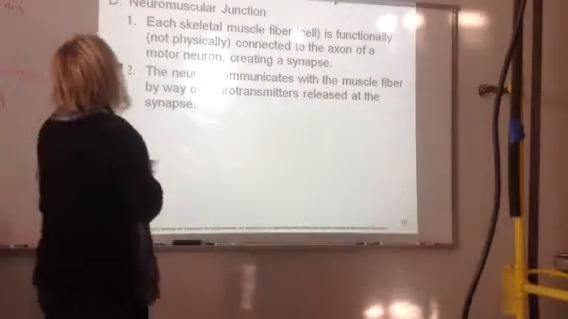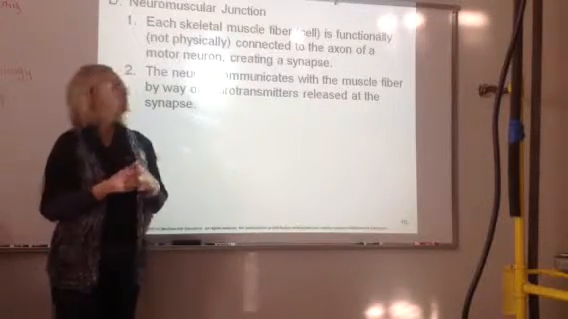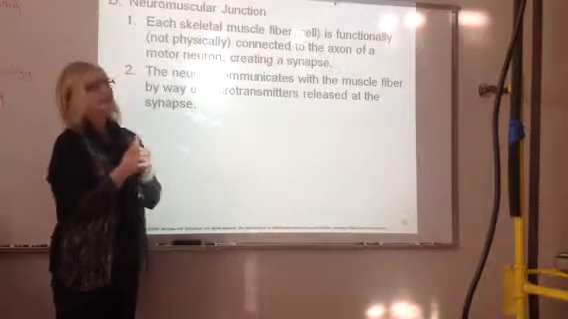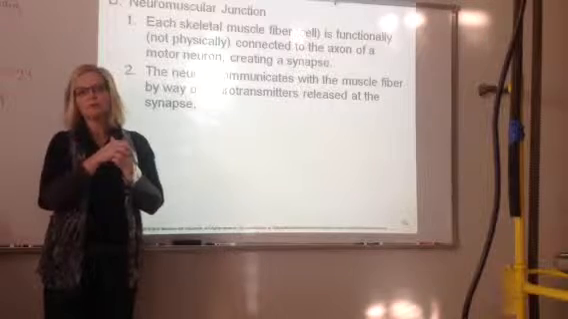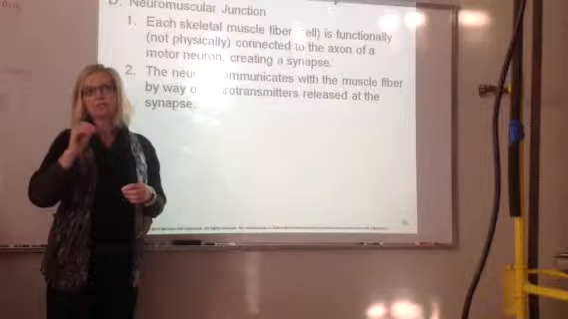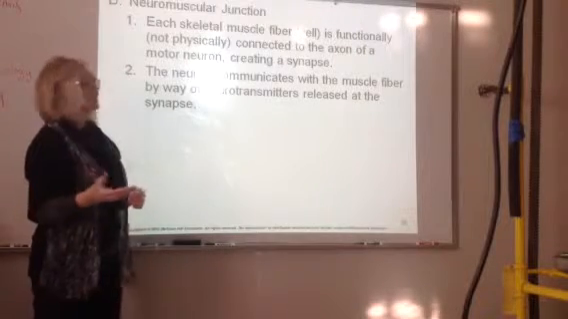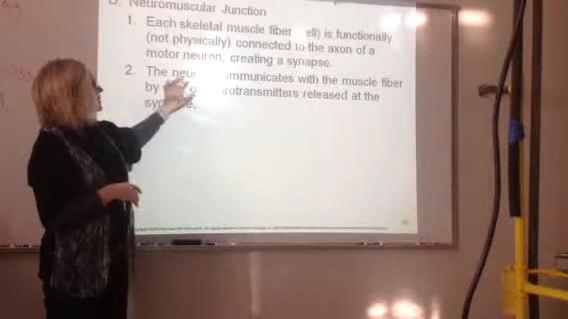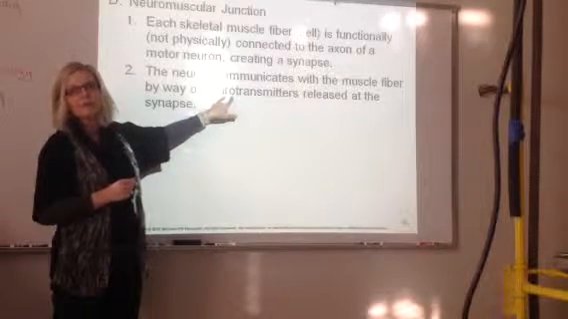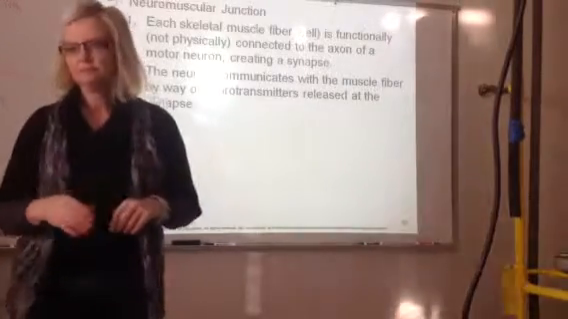So a junction between neuromuscular, nervous system, muscular, that's going to be a neuromuscular junction. Each muscle fiber is functionally connected to an axon or part of your nervous system. So every single muscle fiber is connected to a nerve. So each fiber is stimulated separately. That'll become very important. The neuron communicates with the muscle fiber by way of neurotransmitters, some type of chemical that's going to come across the membrane and be released into the muscle.